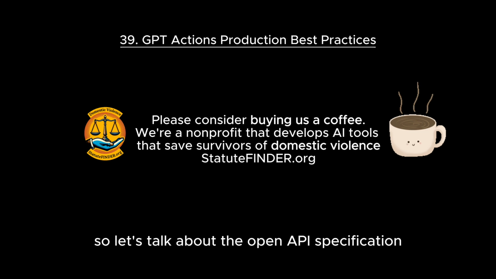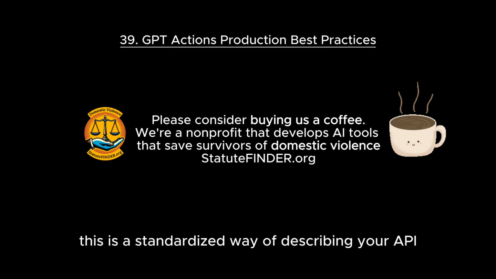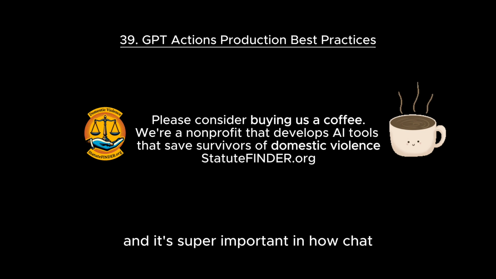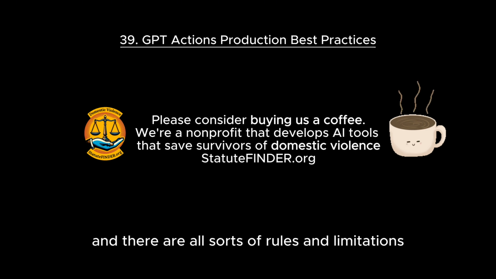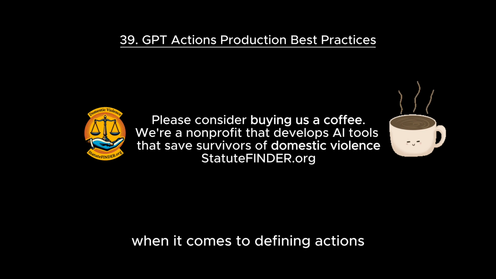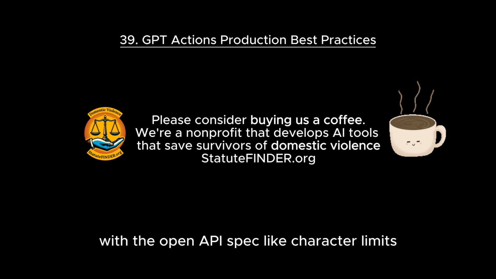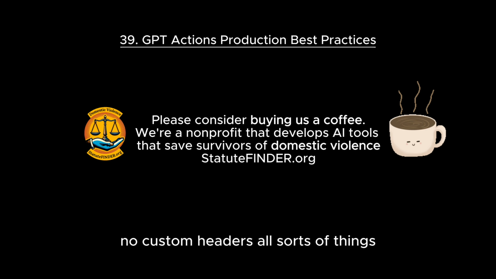So let's talk about the OpenAPI specification. This is a standardized way of describing your API, and it's super important in how ChatGPT understands your GPT actions and how it interacts with them. All right, OpenAPI specification. This sounds important, but I'm looking at the documentation, and there are all sorts of rules and limitations when it comes to defining actions with the OpenAPI spec, like character limits, no custom headers, all sorts of things. It makes my head spin a little.